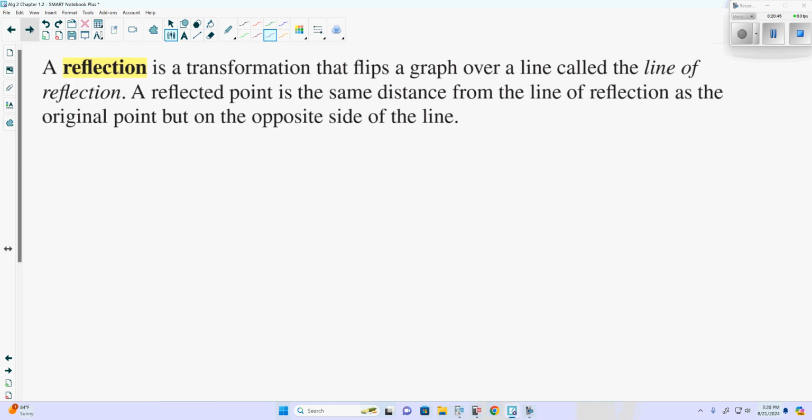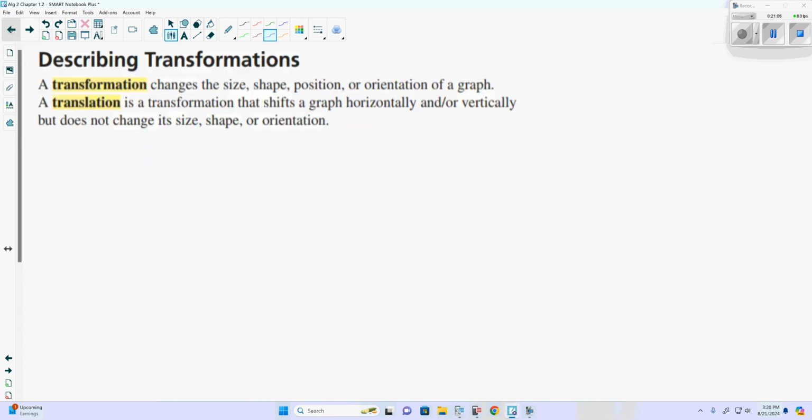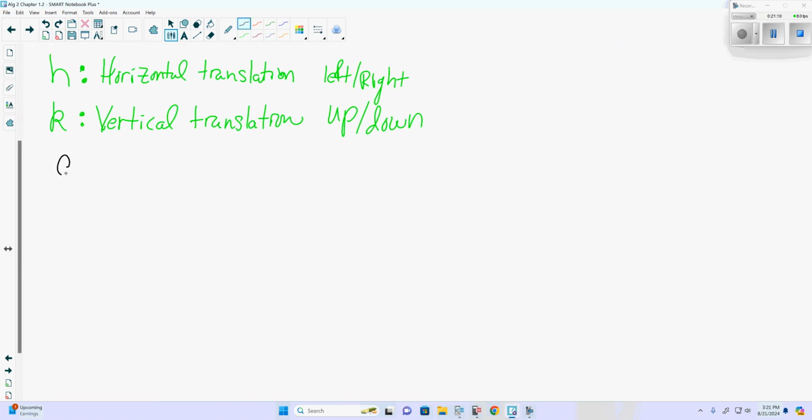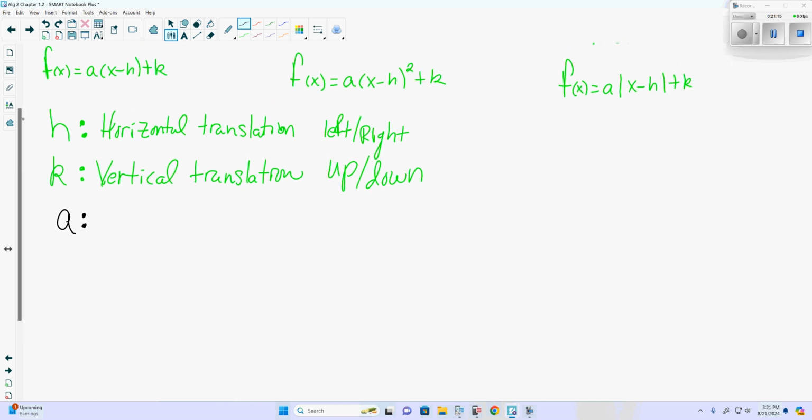Well, reflections. A reflection is a transformation that flips a graph over a line called the line of reflection. A reflection is the same distance from the line of reflection as the original point, but on the opposite side of the line. I've done these in geometry, where you redrew the shape on the other side, and we did the reflection. Now, for us, one of the reflections that we'll have is going to come from the A, not the numerical value of A, but its sign.